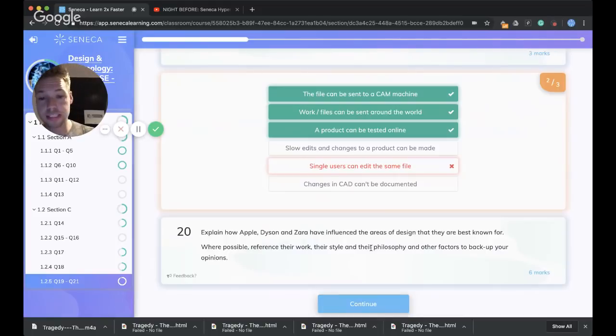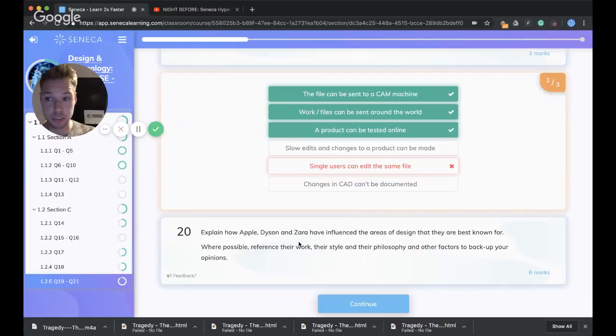So this is a longer question, so we're going to go over how to structure these so you can go in feeling nice and confident tomorrow. Explain how Apple, Dyson, and Zara have influenced the areas of design they are known for. Where possible, reference their work, their style, and their philosophy, and other factors to back up your opinions.